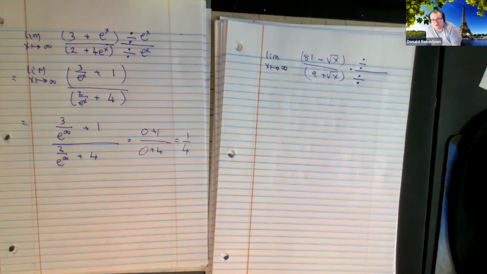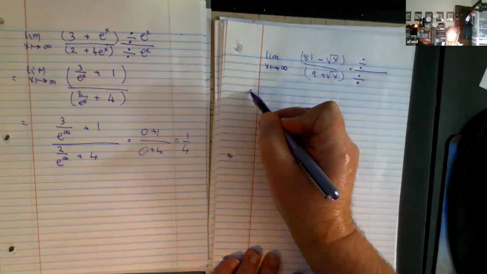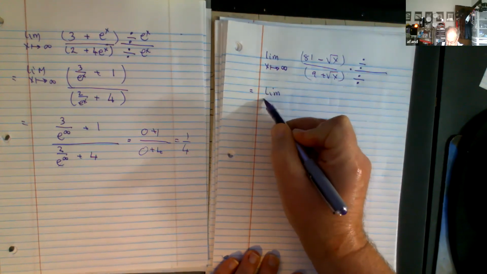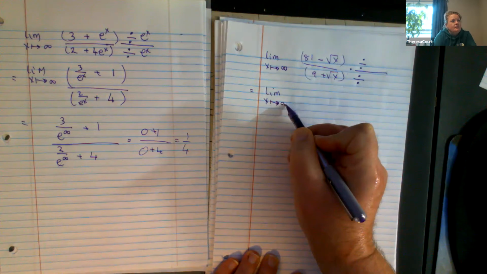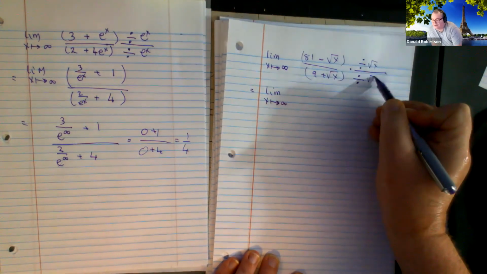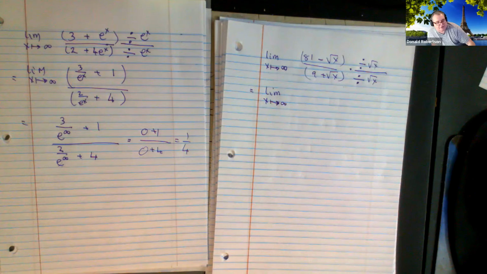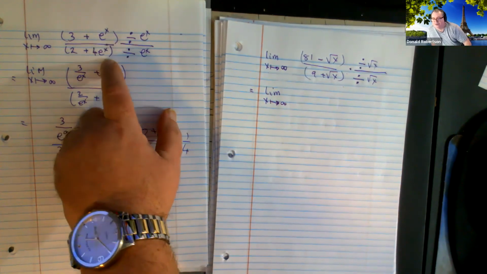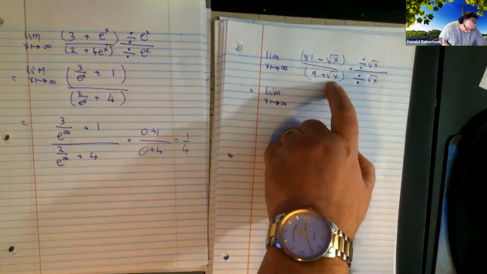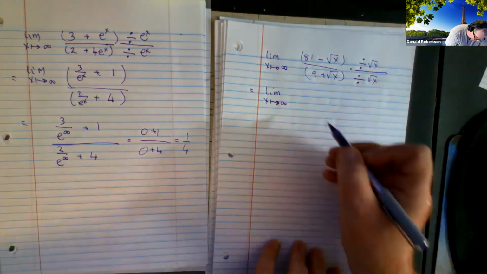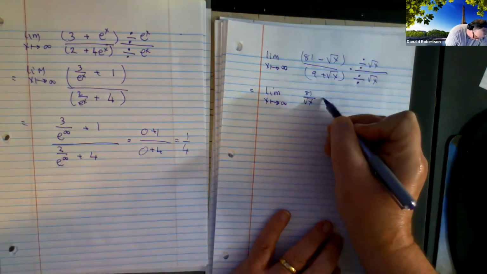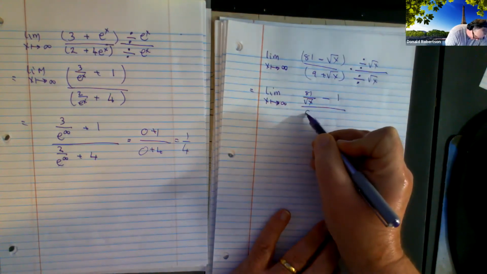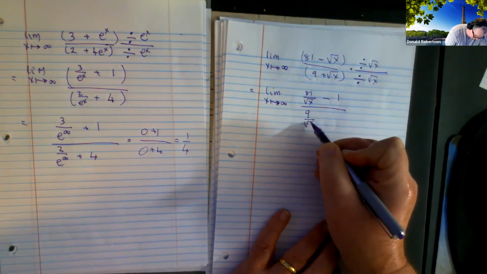Okay, what do you think I'm going to divide the top and bottom by this time? Square root of x. Great. Would you agree there's only one real candidate in a question like this? Wasn't there only really one thing that would make sense, e to the x, earlier? In this case, would you agree there's only one thing that's obvious, and that is the square root of x? So we'll do it. And we're going to get 81 over the square root of x, take away 1, and 9 over the square root of x plus 1.